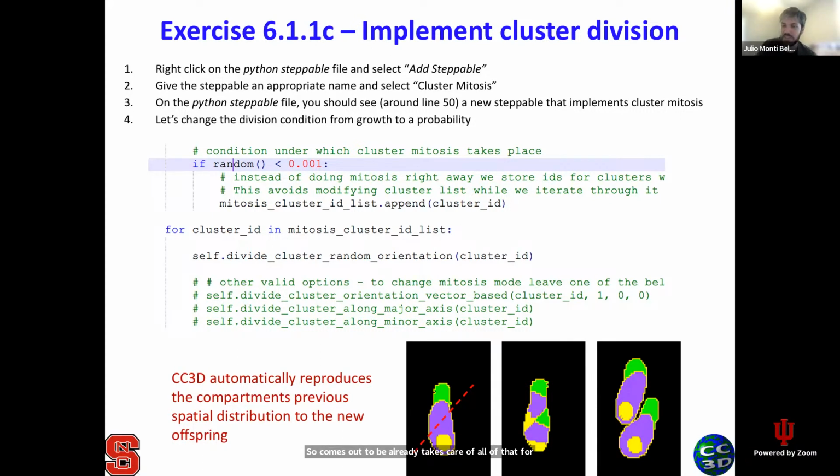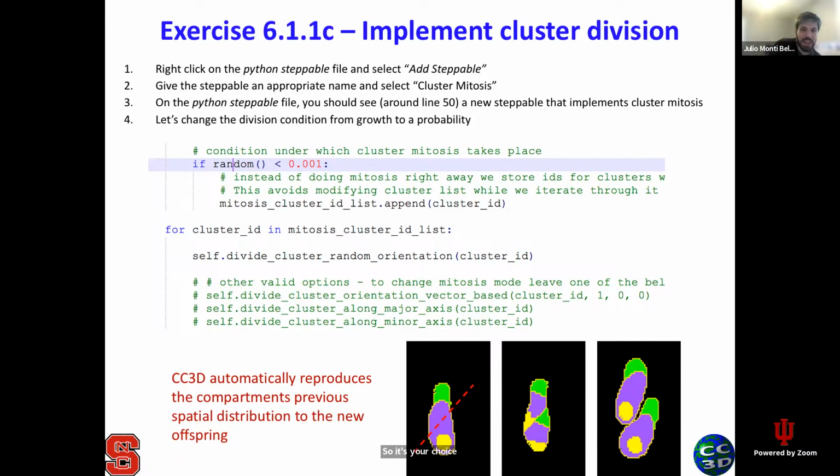Is the division along a random direction? Yes, in this code it is. But if you don't like this, you can change to these other options. You can divide the cluster along the major axis. You can divide the cluster along the minor axis, or you can divide the cluster along some user-specified direction that you set here, X, Y, and Z, and then you're going to always divide the cell in that specific orientation that you have here. But for this exercise, you can just leave it as a random orientation. But if you want to change it, you can also do it here. So it's your choice.